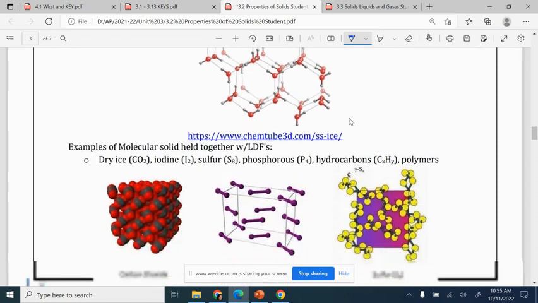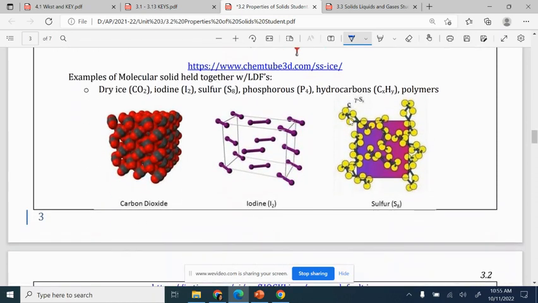Okay. Examples of molecular solids held together with just LDFs: dry ice. That's why dry ice has such a low melting point, and actually, dry ice doesn't even melt. At normal pressure, it goes directly from a solid to a gas, which is called sublimation. Yep. Iodine, sulfur, phosphorus, and then a bunch of hydrocarbons like octane and different things like that.